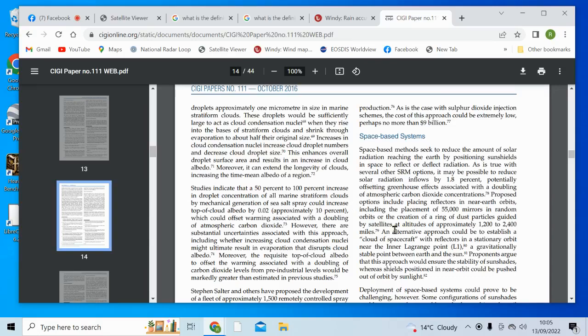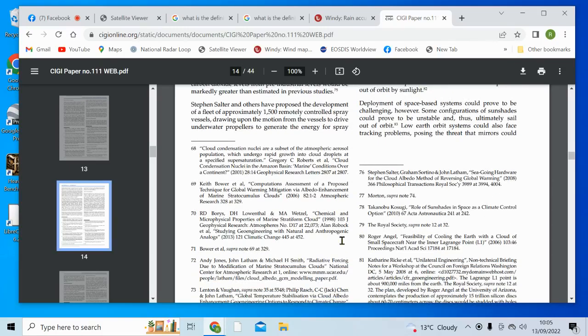Okay, fake sun people, the placement of 55,000 mirrors in random order, and they're not all going to be aimed at the Earth at the same time. Or the creation of a ring of dust particles guided by satellites at altitudes approximately too far for you to see what's going on. Let's be honest, you'll have to trust what you get from NASA and the various ESAs and the he said, she said bullshit of it all. Cloud of aircraft. You see what I mean? You see where the mirror comes in? You've got lots of these things going on, and you can find all the nefariousness and the roles of sunshades in space as climate control, and look these things up.